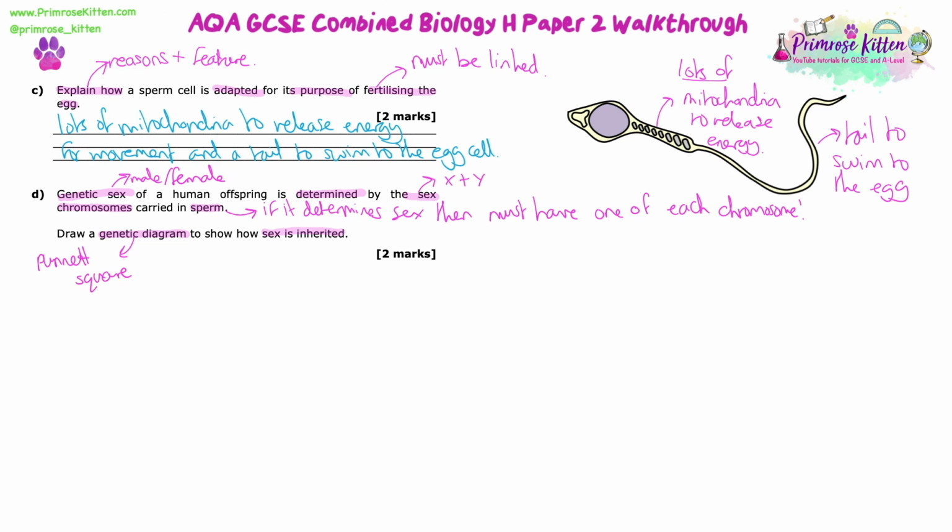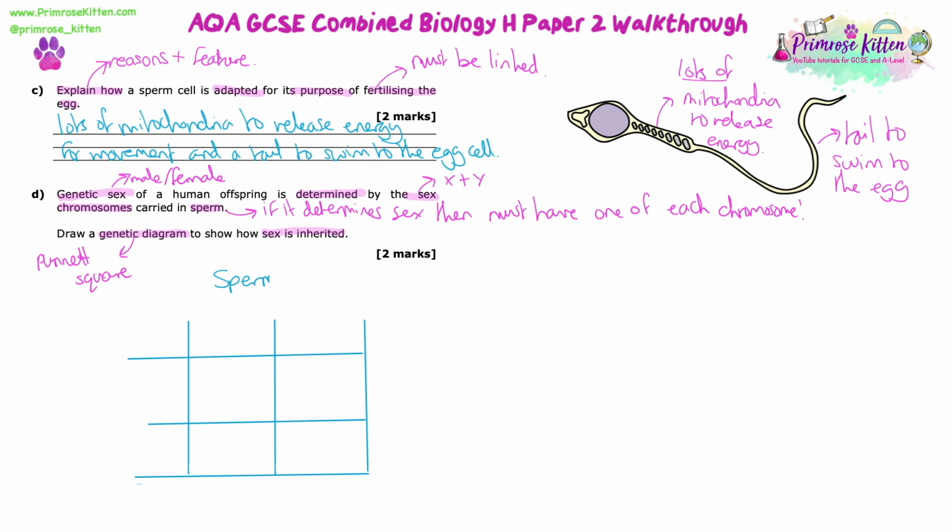So what's a genetic diagram? Another way of saying that is a Punnett square. So what's a Punnett square? To show how we inherit sex. So a Punnett square showing the sex chromosomes in the sperm and the egg, and then what the potential offspring will be. So I'm just going to quickly draw my Punnett square out, sketch it out. Okay, so now we need to put the sperm chromosomes on one side and the egg chromosomes on the other side. So we have XY in the sperm, which we said, and then we have XX in the egg, which we said. And now we just have to fill in the offspring boxes.